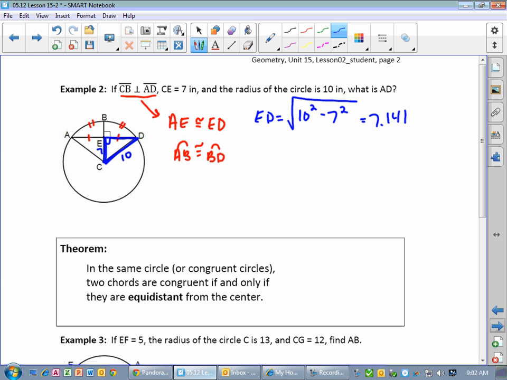7.141. So if ED is 7.141, we know that AD is 2 times ED. This chord from A to D is 2 EDs, because these are the same. And so 2 times 7.141 gives us 14.282.